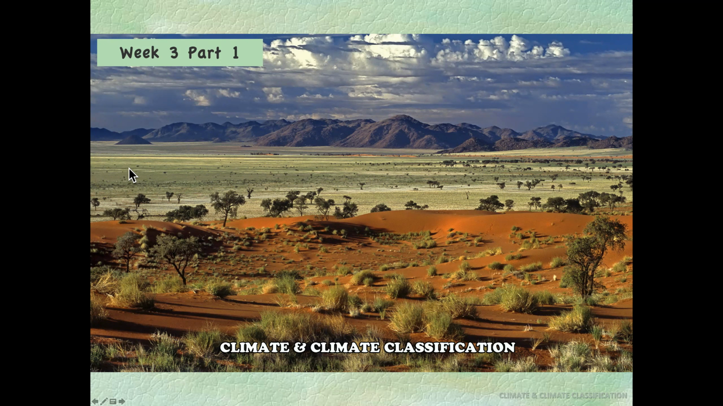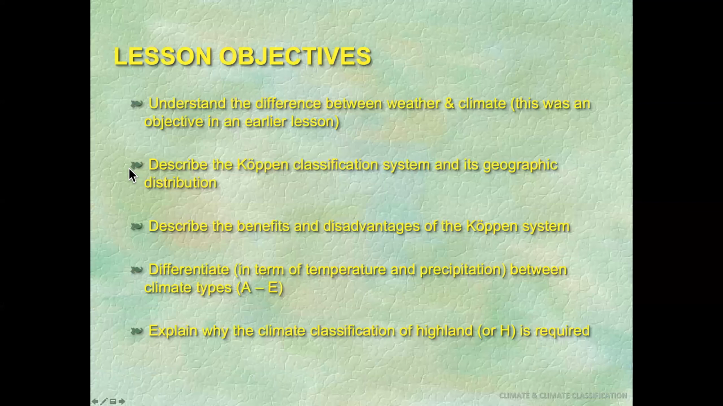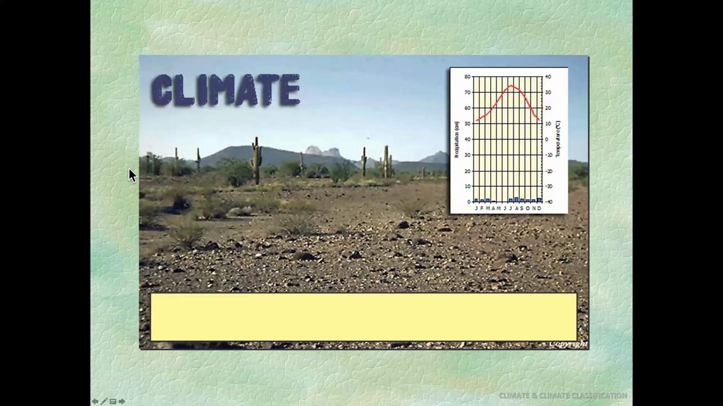This right here is a beautiful image from the African savanna, a very specific type of climate, and we'll get into what that type of climate is. These are the objectives. We're going to talk about the Köppen system. It is a system based on climatic data, precipitation and temperature. And it's pretty simple and straightforward, quite frankly.